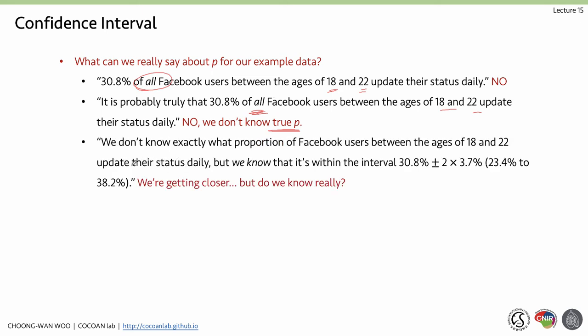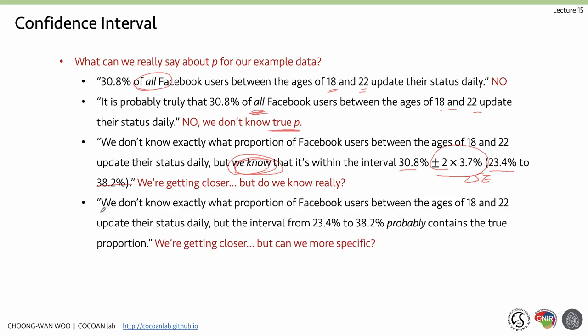So we are getting closer, but we don't know exactly what proportion of Facebook users between the ages of 18 and 22 update their status daily. That's true. But we know that it's within the interval 30.8% plus or minus 2 times 3.7%. This is a SE, 2 SE. But do we really know that's within the interval?